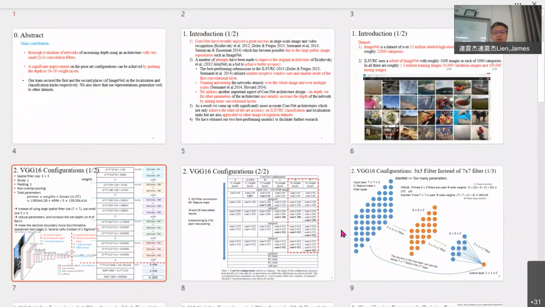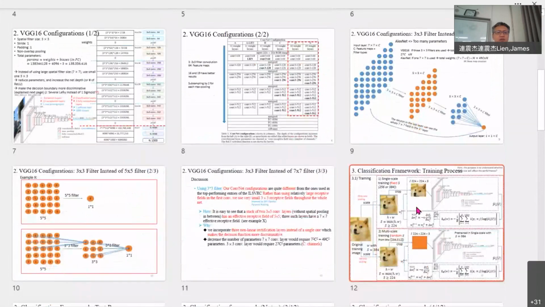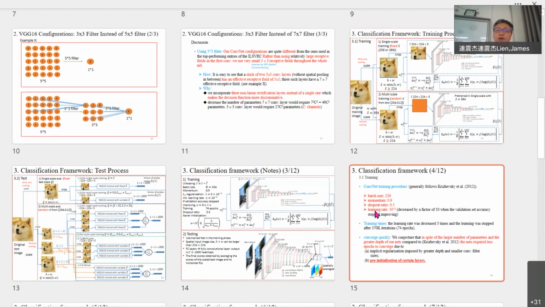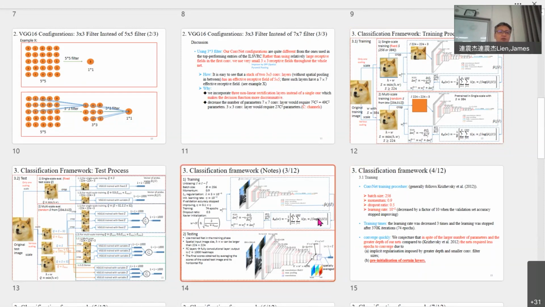The first, I say again, is the 3 by 3 filters. The second one is the input image size. They do different scaling, so each time they input one image, but with different scaling. Suppose 3 different scales: one image on 3 scales, and then input 3 times, and the final output is the average. The third one is they try to improve the gradient descent. Okay, we go back here.